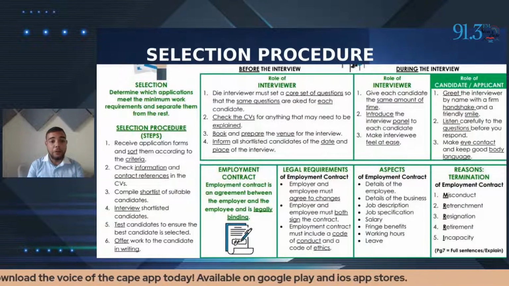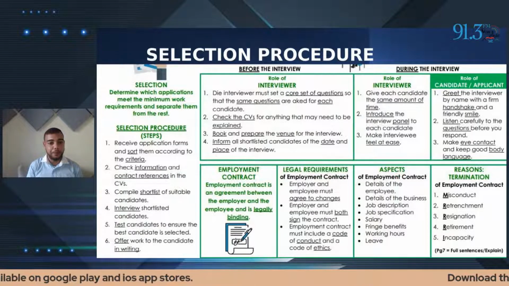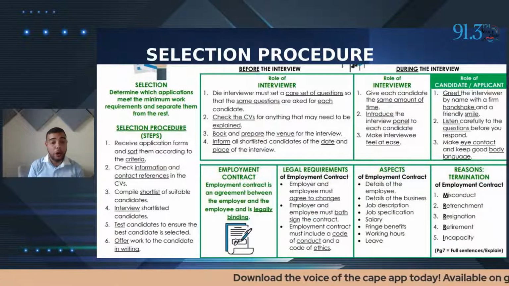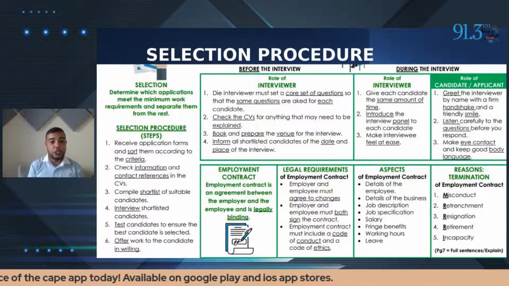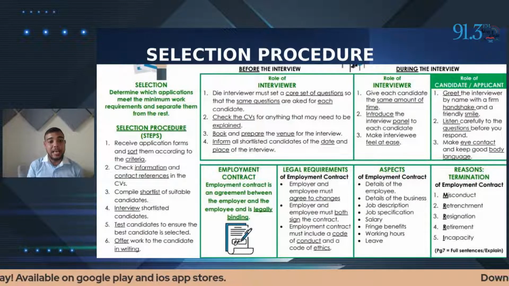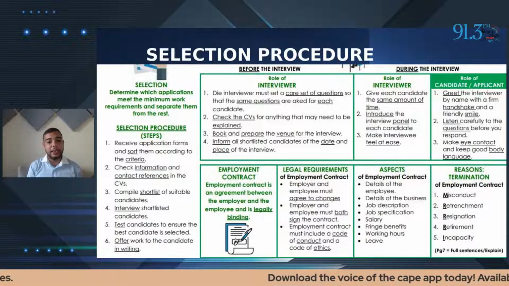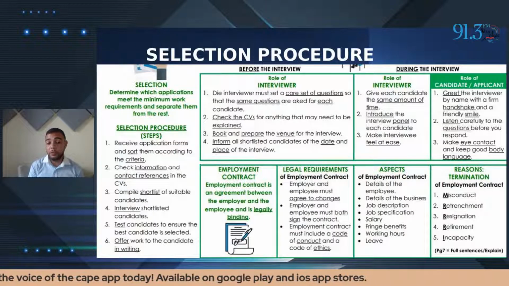We'll now move on from the recruitment procedure. We're moving on to the selection procedure. So the selection procedure, what is this? This might come in as an essay or a long question in your examination. So you receive application forms and sort them according to the criteria, check information and contact references in the CVs. What happens here most of the time is that people put down fake contact references, and sometimes the business does contact your references. So make sure you put down the proper people as your references.